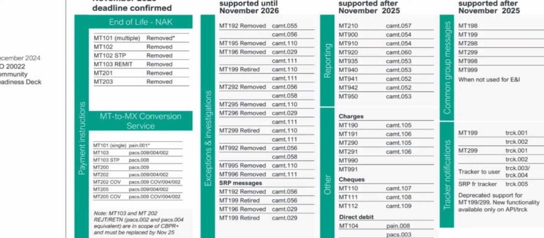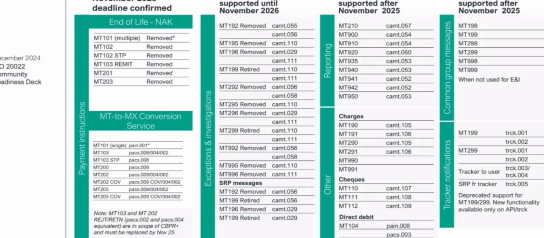Similarly, deprecated but supported after November 2025 are the common group messages, including 198, 199, 298, 299, 998, 999. These are free format messages which banks have been using over the Swift networks.